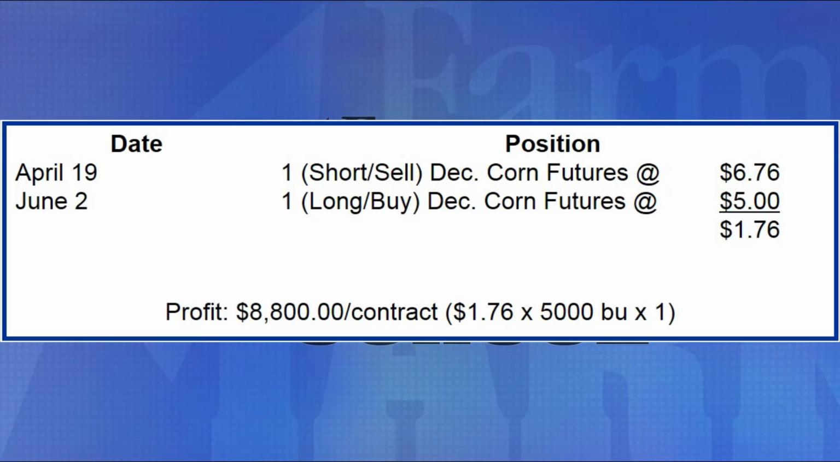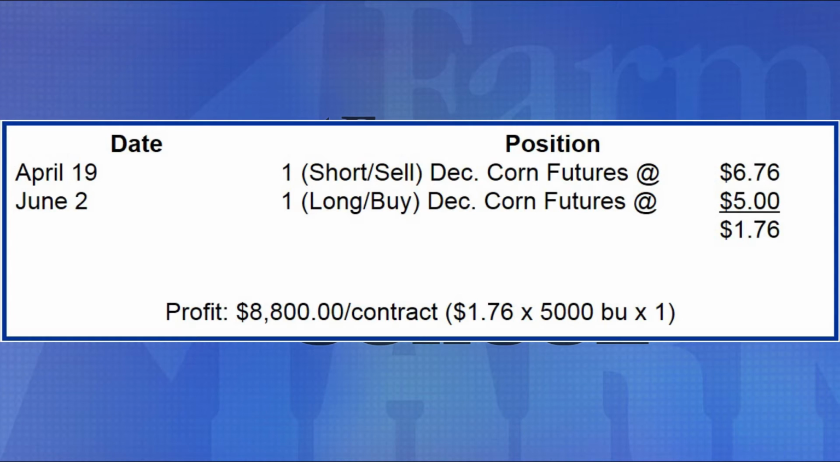Our first example is using corn. So let's assume in April, December corn futures is trading around $6.76 a bushel, and the speculator or the hedger, the farmer, feels that prices will fall or go lower by July. The speculator hedger would take a short position, sell futures. The price falls by June 2nd, so the speculator hedger profits by offsetting with a long position at $5 a bushel by buying back that short position.